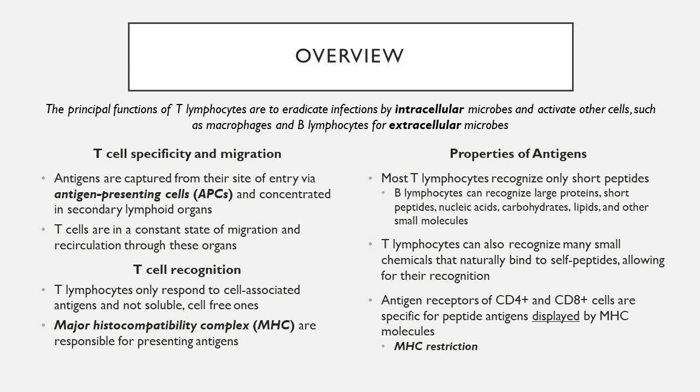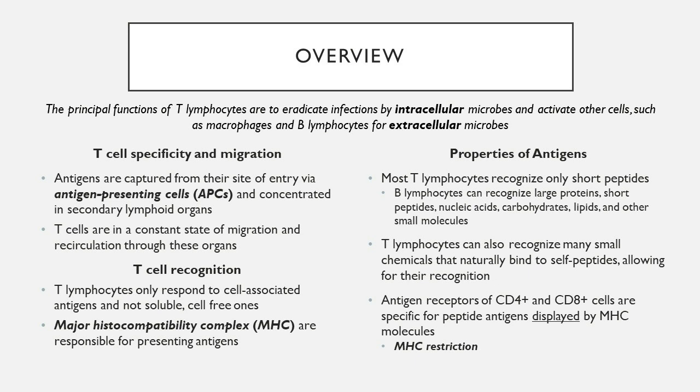So a couple key things make T cells particularly special, and some of these we learned in previous chapters, like in the migration of lymphocytes. The antigens for T cells are captured at the site of entry through antigen-presenting cells, the most common or most powerful one being dendritic cells. And then they concentrate these antigens in the secondary lymphoid organs, which act as a great way for T cells to circulate through.